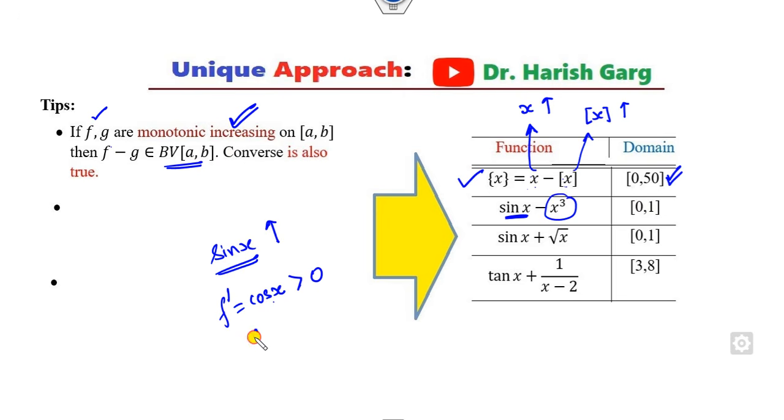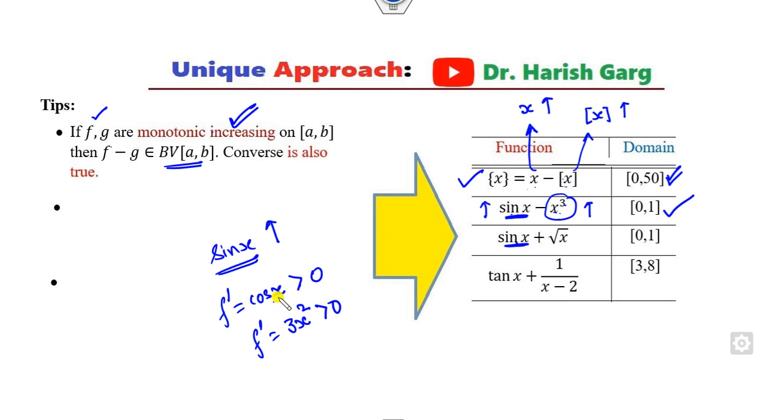x cube: the derivative of x cube is 3x squared, which is always greater than 0. This is a monotonic increasing function. This is a monotonic increasing function. The difference of them is a monotonic increasing function. So therefore this is also a bounded variation.